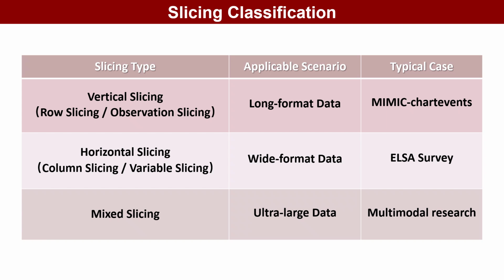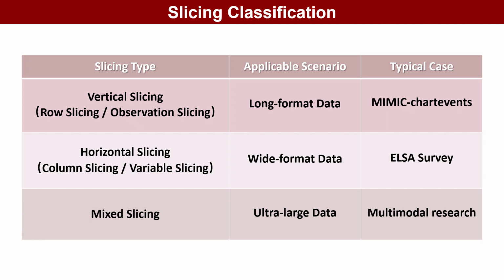Slicing is divided into vertical and horizontal types based on the direction of data segmentation. Vertical slicing is suitable for long-format data where volume is dominated by row count, records grow with database updates while variables remain stable. For example, Mimic's chart events file has fixed fields but expanding records over time.